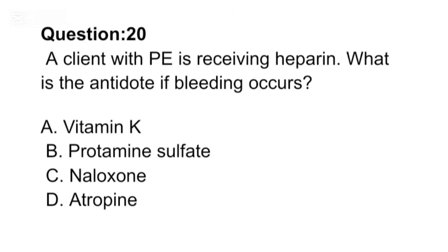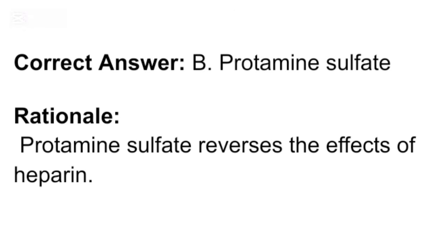Question 20. A client with PE is receiving heparin. What is the antidote if bleeding occurs? A. Vitamin K. B. Protamine sulfate. C. Naloxone. D. Atropine. Correct answer, B. Protamine sulfate. Rationale. Protamine sulfate reverses the effects of heparin.